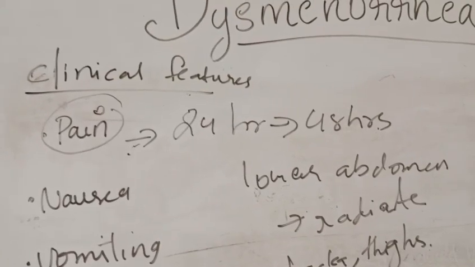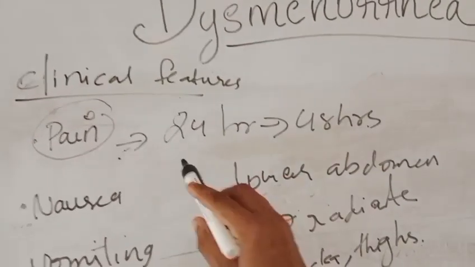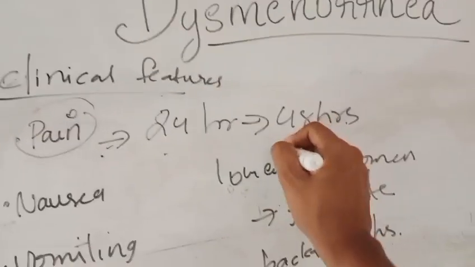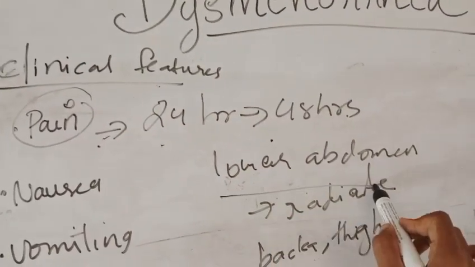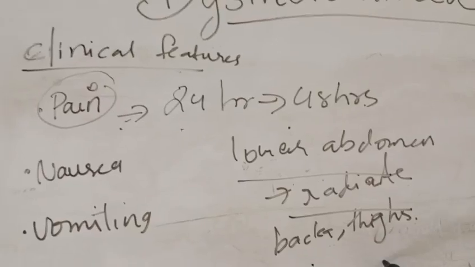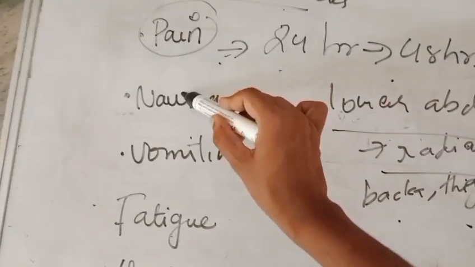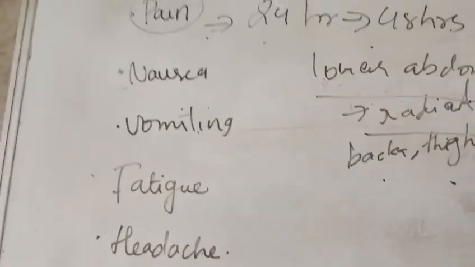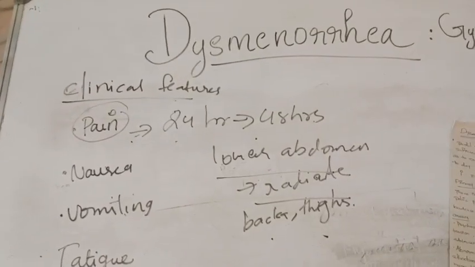So the clinical features of the pain: it begins a few hours before or just at the onset of menstruation, and the severity may last for a few hours or extend up to 48 hours. The pain is confined to the lower abdomen and radiates to the back and thighs. Other clinical features are nausea, vomiting, fatigue, and headache. So these are the clinical features of primary dysmenorrhea.